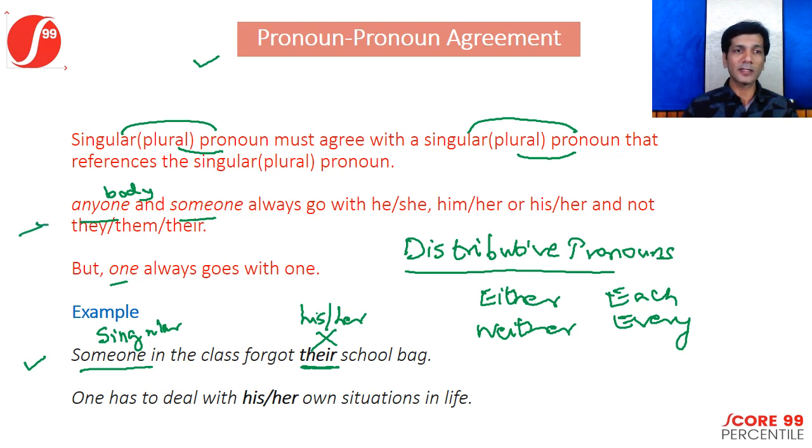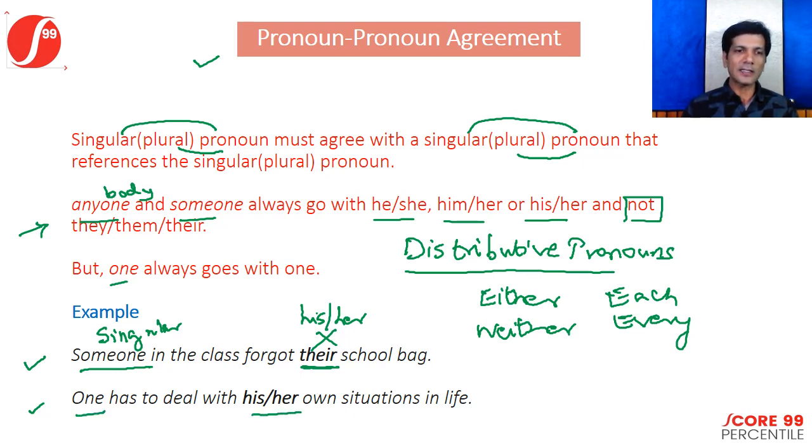This is exactly what this point says. Anyone, someone, always go with he, she, him or her, or his or her, and not they, them, or their, because they, them, their are plural pronouns as such. So second example: "One has to deal with his or her own situations in life."